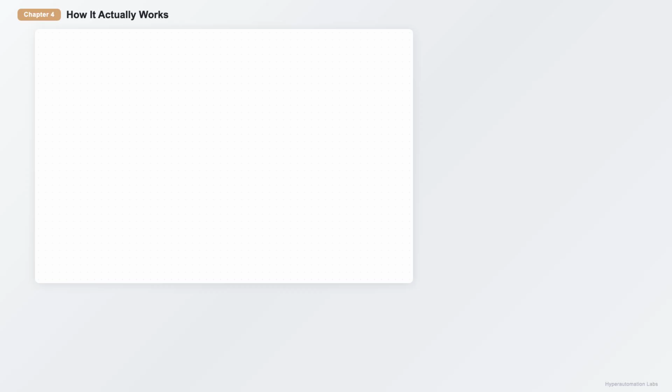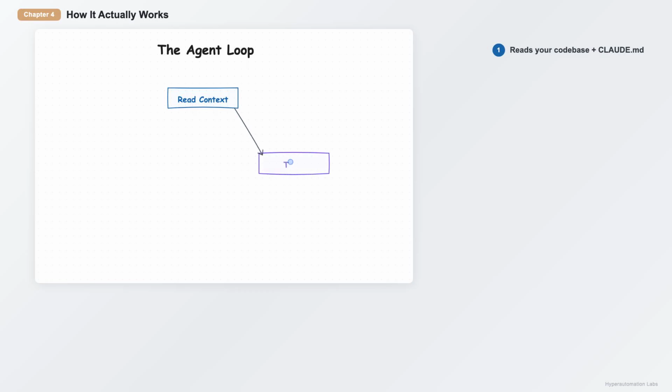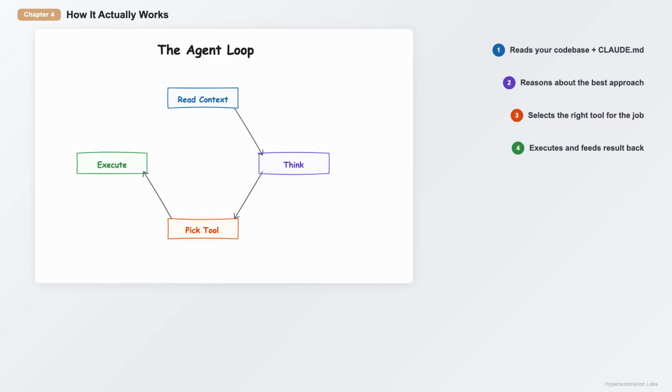Now, let me show you what's actually happening under the hood. Claude Code runs an agent loop. Step 1. It reads your context. Your CLAUDE.md files, the conversation history, and any tool results from the previous step. Step 2. It thinks. Based on all that context, it decides what to do next. Step 3. It picks a tool and executes it. Read a file, edit a file, run a command. Step 4. It takes the tool result, feeds it back into step 1, and loops. This loop runs until the task is complete.